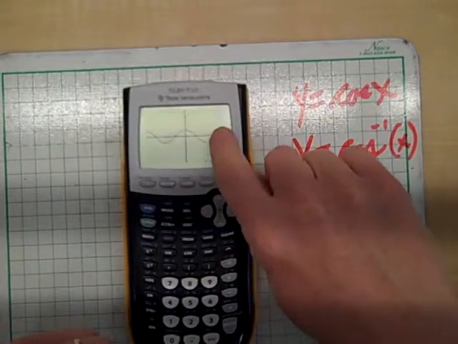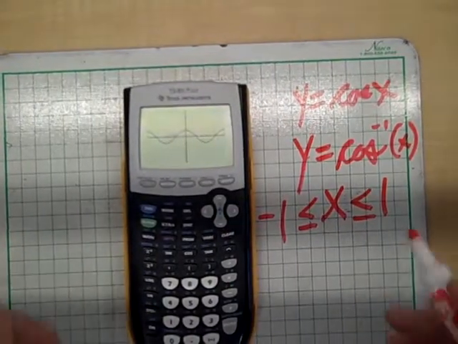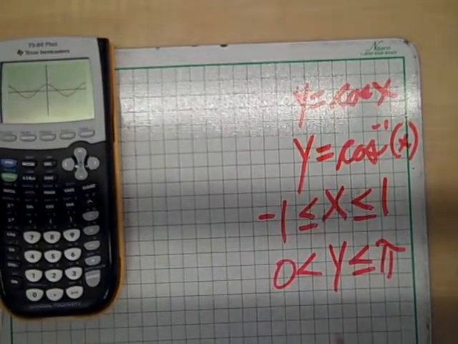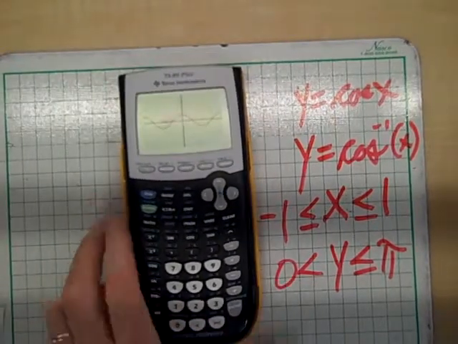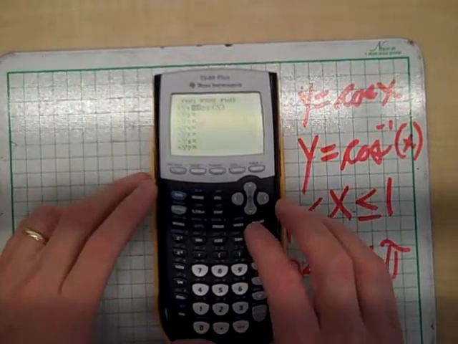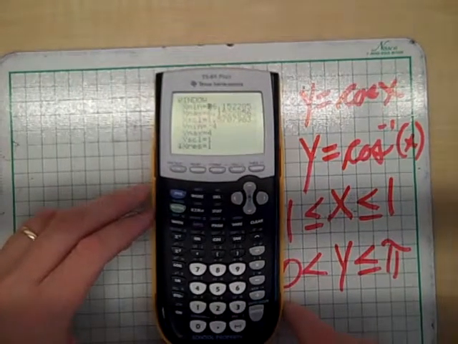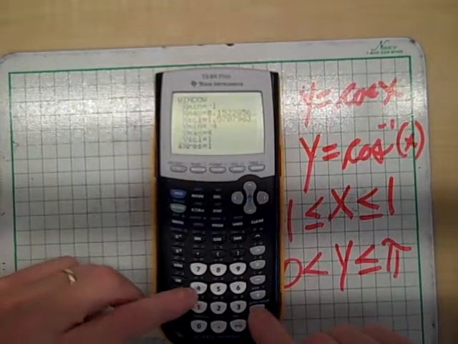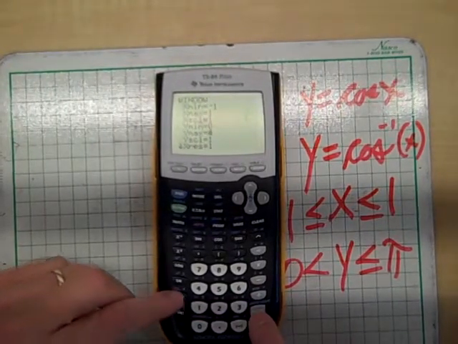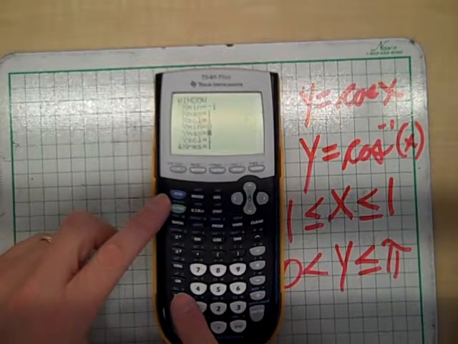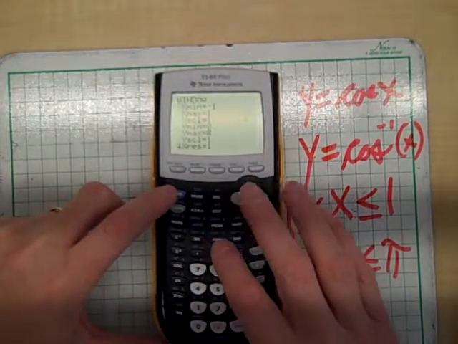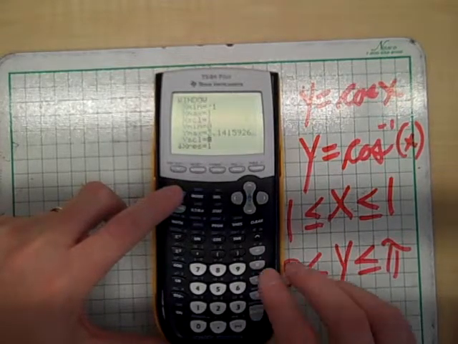I set zoom standard, and every pi over 2 is marked here. So 0 to pi. So I'm going to set this window and graph the inverse, and just take a look at what that is. Let's change the function, second cosine, window, let's go x from -1 to 1 by 1s, and let's go min value of 0, max value of pi, and go by pi over 2.